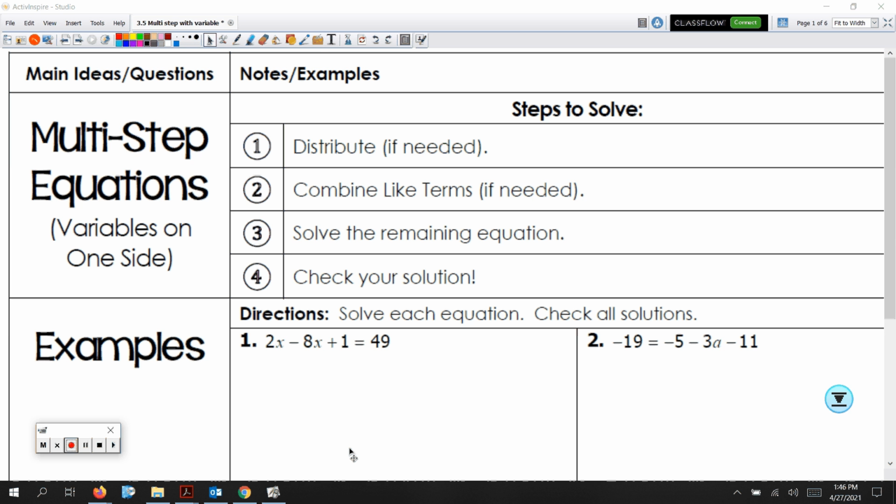All right, today is actually lesson 3.5. We're going to be solving multi-step equations with variables on one side. Lesson 3.5, okay? So let's look at the steps to solve. Step 1, we're going to distribute if needed. Remember, that means to multiply.